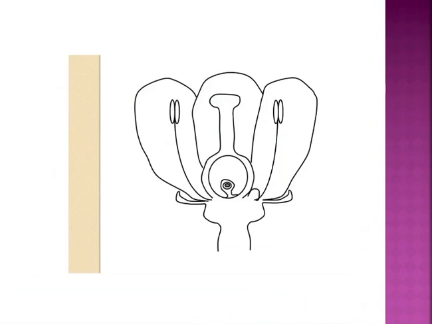Pollen grains have a tough protective coat. This coat prevents them from drying up, and they are also very light and can be carried easily by wind or water. Next is the pistil.